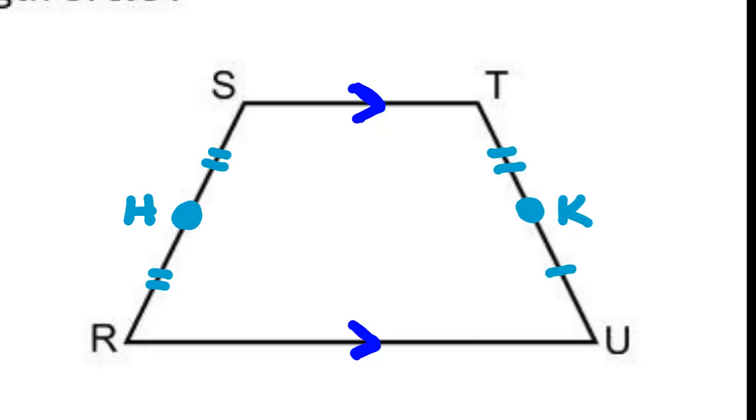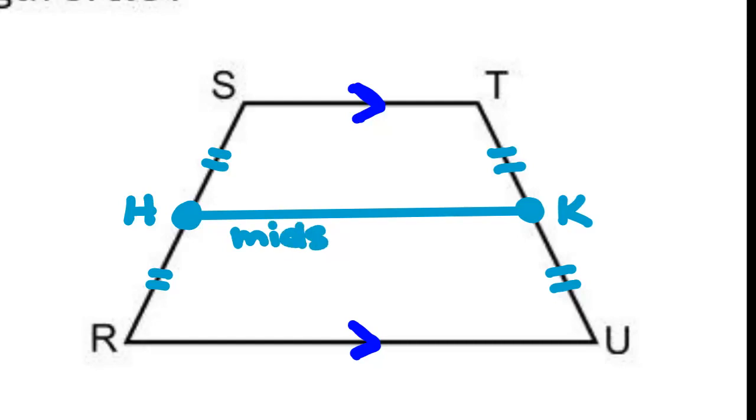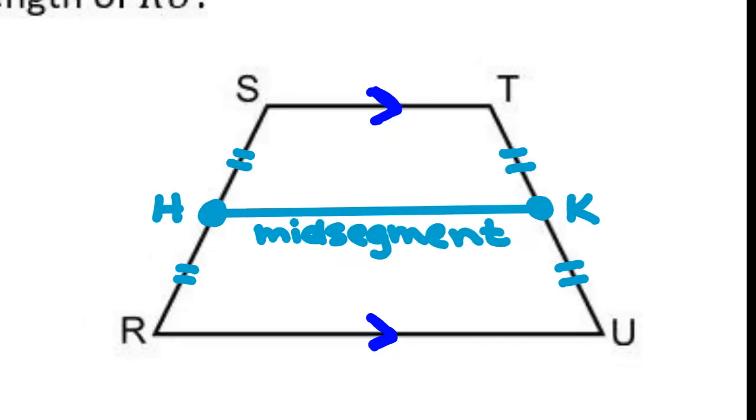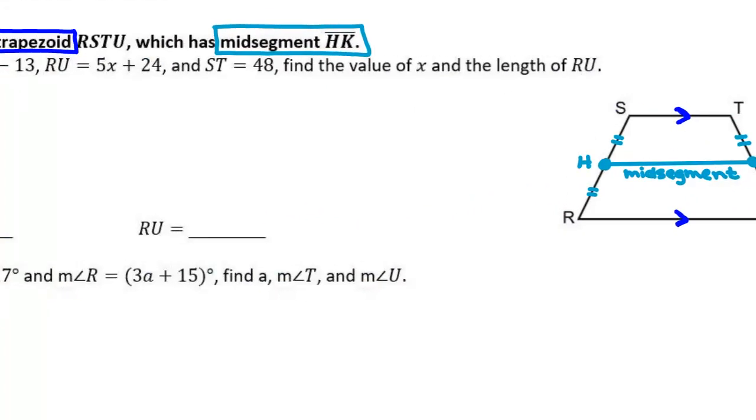Since it was an isosceles trapezoid to begin with, I took two legs that were the same size and I cut them both in half. So now I have four little segments that are all congruent. And we're going to go ahead and draw in this mid segment where we connect the two midpoints together. So there's my mid segment HK. That's all the information that they give me in bold, but then I get to part A and they give me a little bit more.